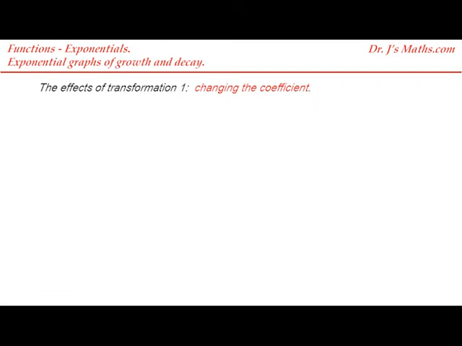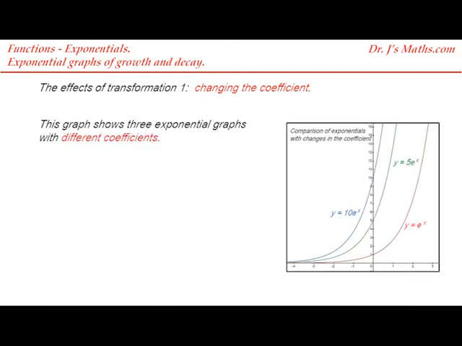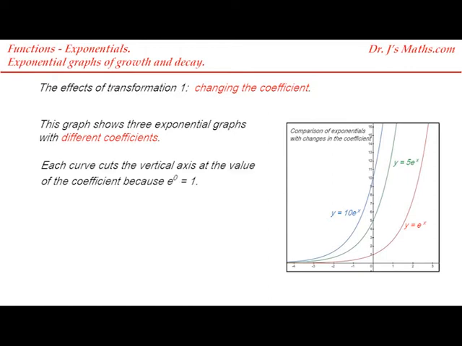Having now established the 4 basic forms for exponential equations, we can now look at the effect of transformations on these equations and on their graphs. The first transformation is changing the coefficient in front of the e. The graph I have here shows 3 exponential graphs with different coefficients. Each curve cuts the vertical axis at the value of the coefficient, and that's because e to the 0 is 1, so we're multiplying 1 by the number in front.